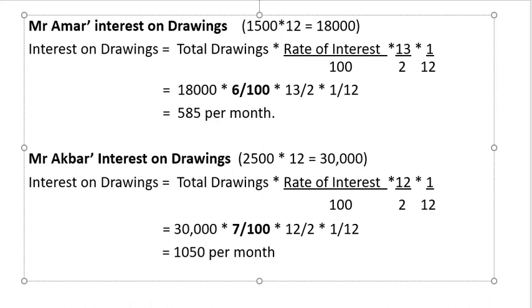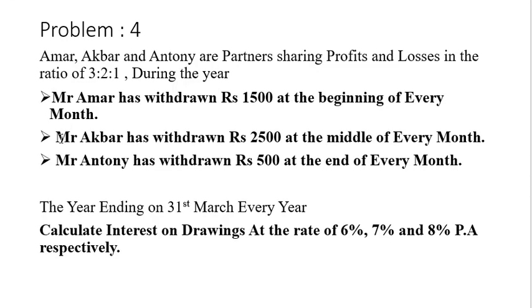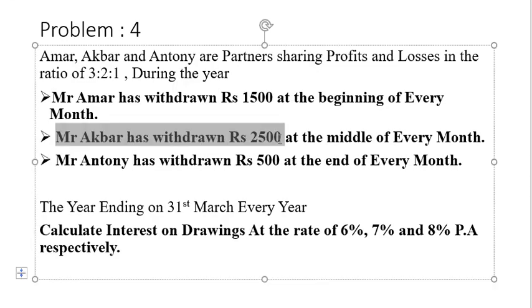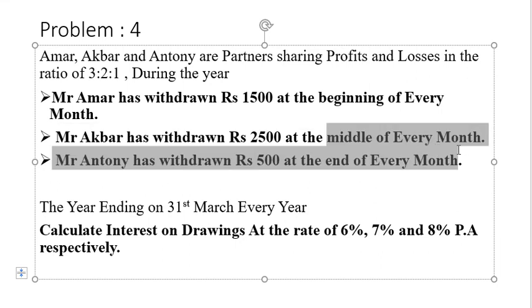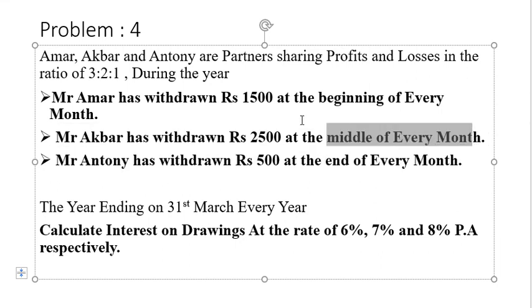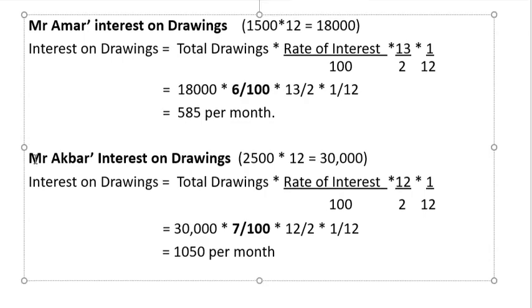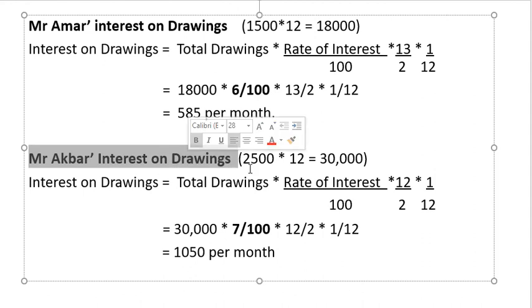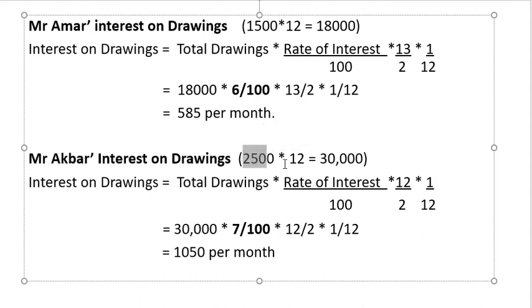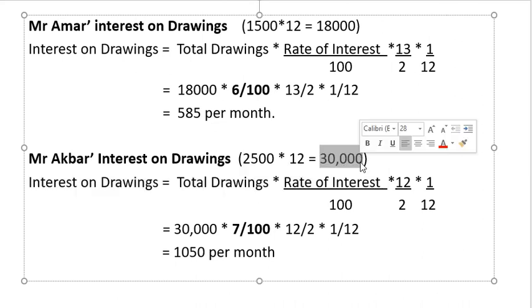Now the second one. Mr. Akbar has withdrawn rupees 2500 at the middle of every month. So now 2500 every month, so convert into a year. Calculation of Mr. Akbar's interest on drawings: 2500 into 12, that is 30,000 rupees. You should multiply this.